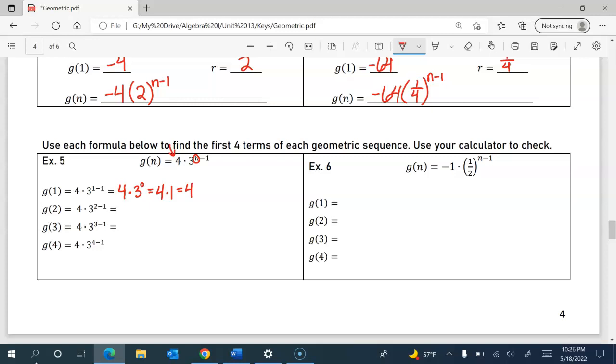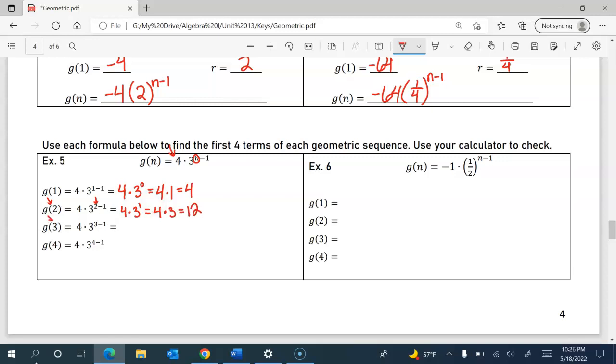Now, realistically, I know that we should be multiplying by 3 every time. So if I wanted to find my second term, I would plug in 2 for n, which I did here. So 2 minus 1 is just 1. So 4 times 3 to the 1. 3 to the 1 is just 3. 4 times 3 is 12. And sure enough, 4 times 3 is 12.